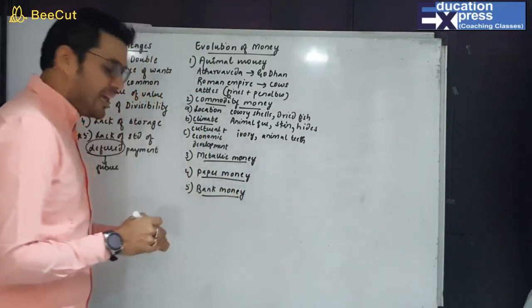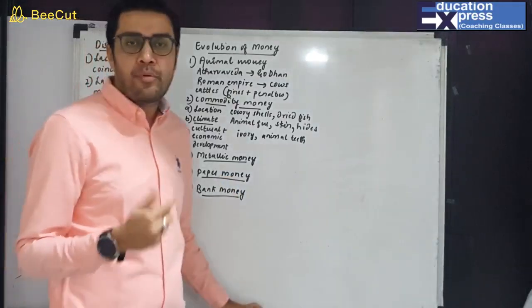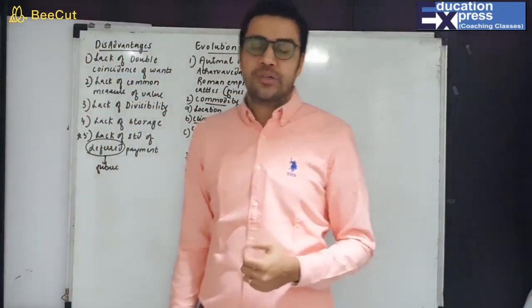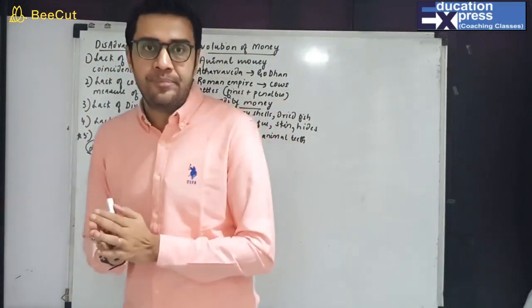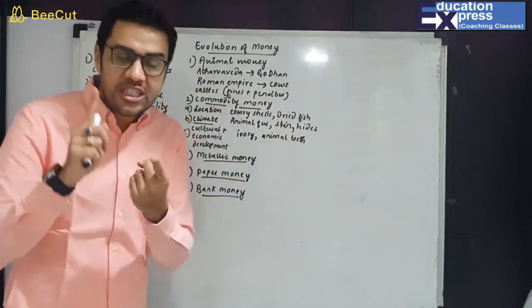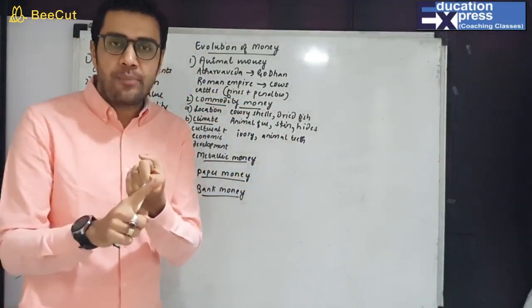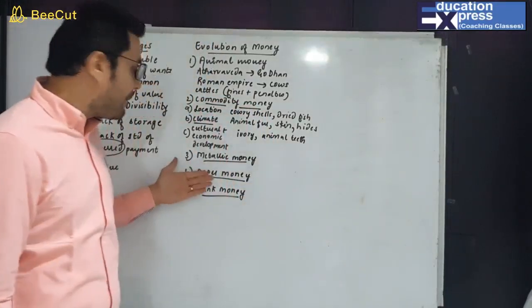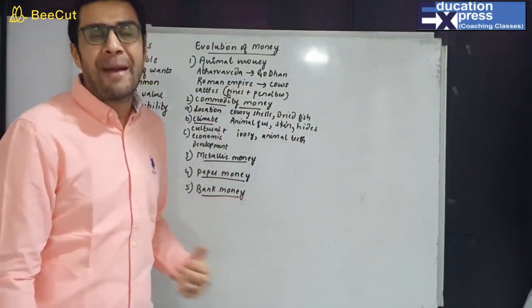Now, in paper money, what was the problem? There was an issue of counting of currency notes. There was a storage problem. But obviously, you have to keep the money, the currency, somewhere, na. So there was a space problem, a storage problem, and secondly there was a counting problem. So paper money was replaced by bank money.